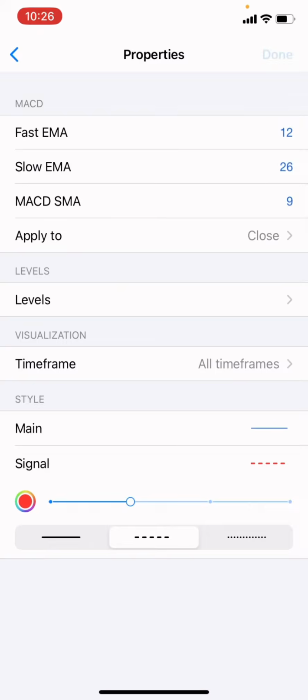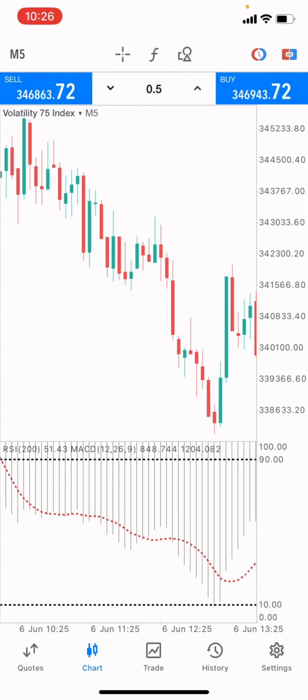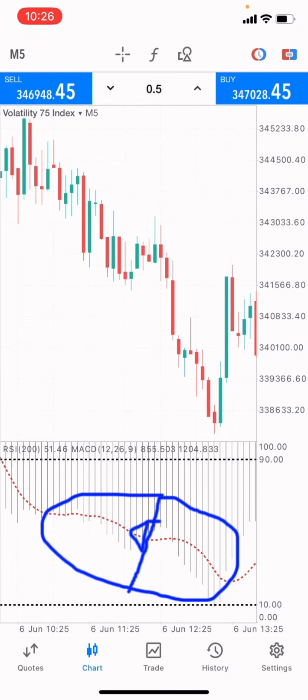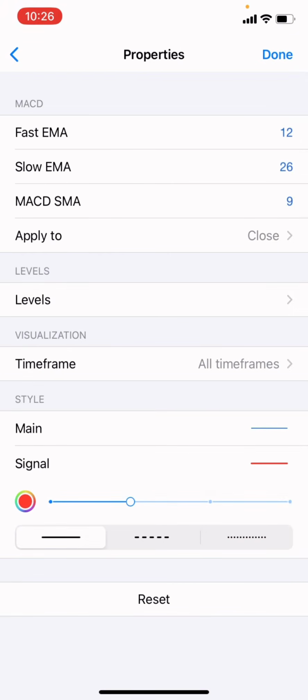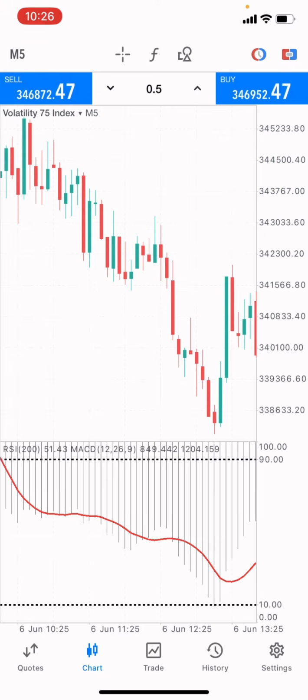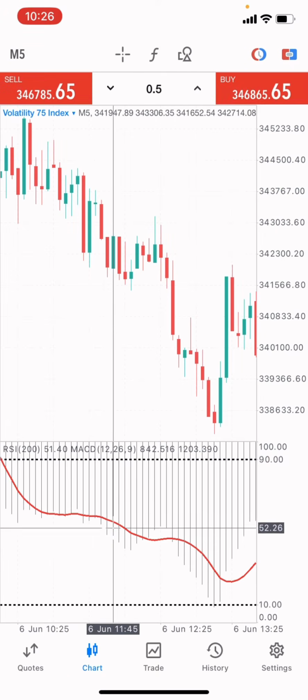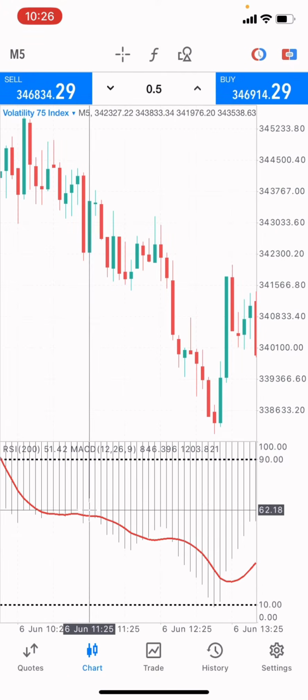You click on done, as you can see. Or you can change the pattern of the MACD line to a straight pattern right here, then you click on done, so that you can see the trend very well, guys.